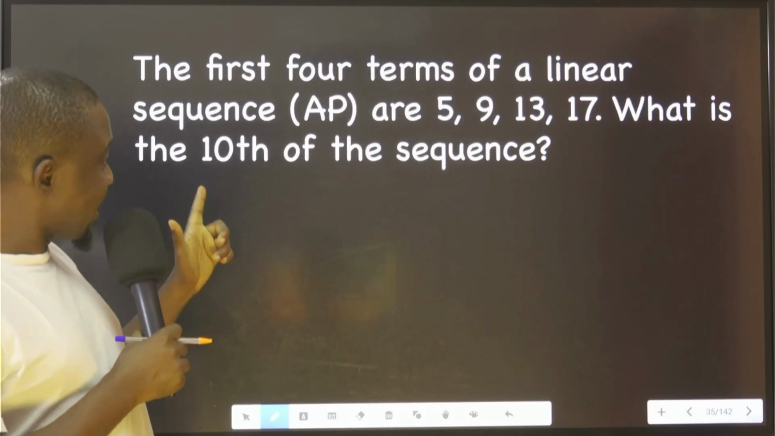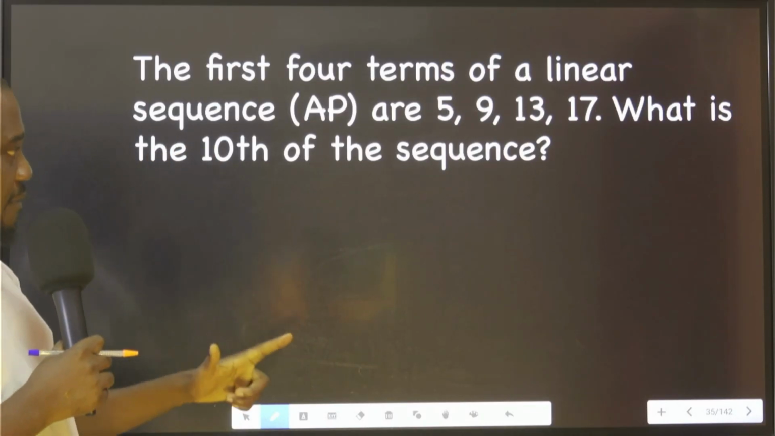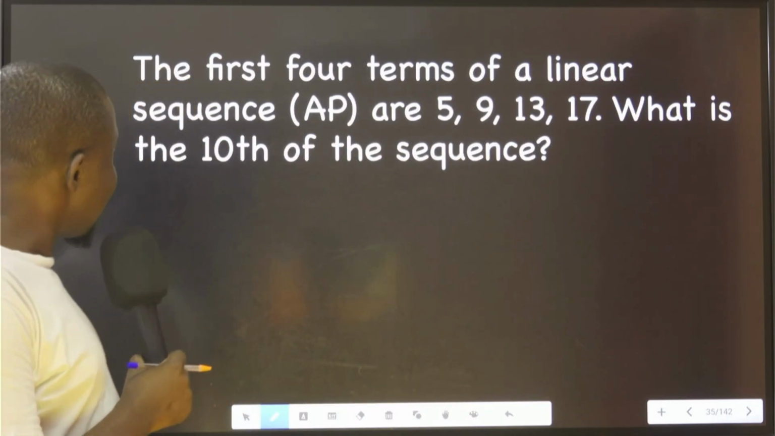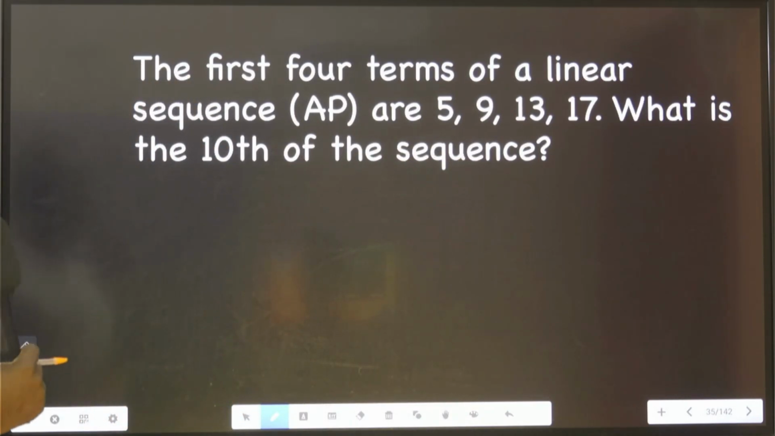Look at this. It says the first 4 terms of a linear sequence are this. What is the 10th term of the sequence? So let's investigate if there is a common difference.